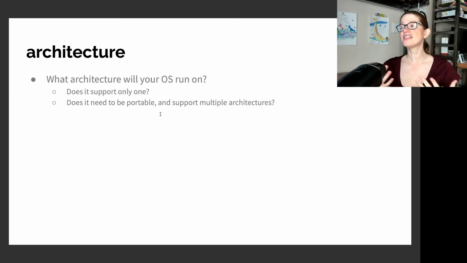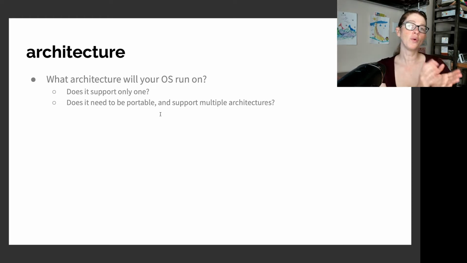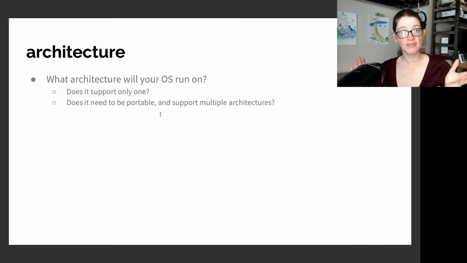So we have to ask ourselves when we're designing this OS, is it for only one architecture, or do I need this to be portable and support multiple architectures and a large variety of devices? Obviously macOS, because it doesn't support a lot of different hardware options, doesn't usually support as many devices by default.